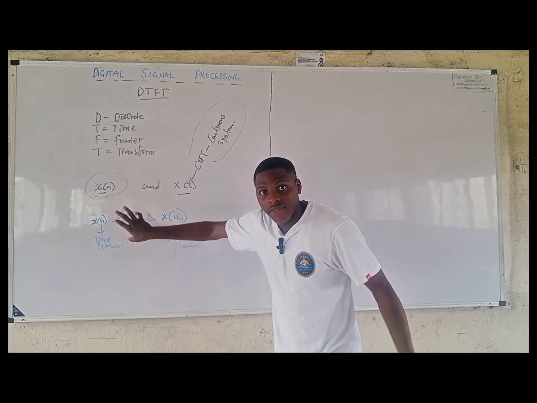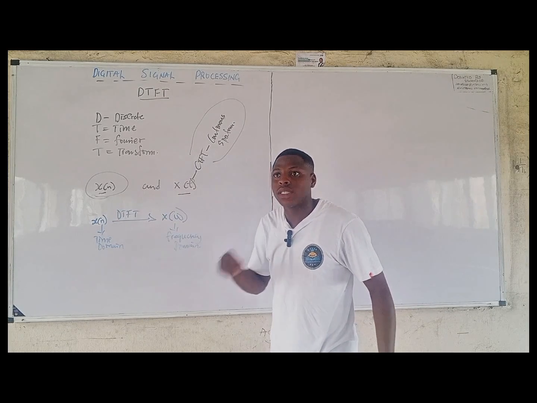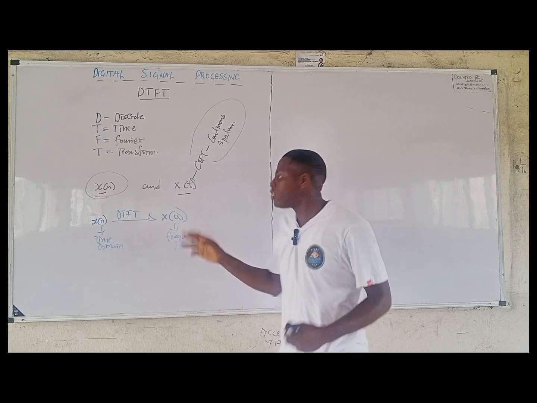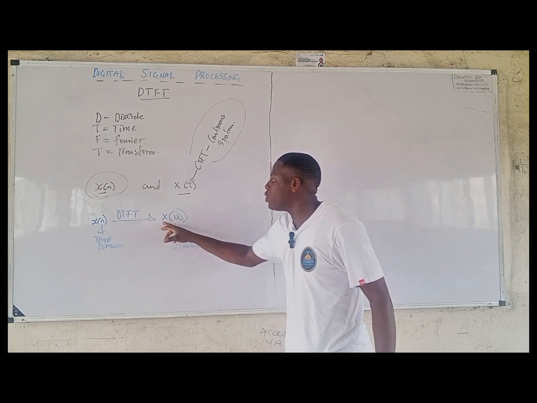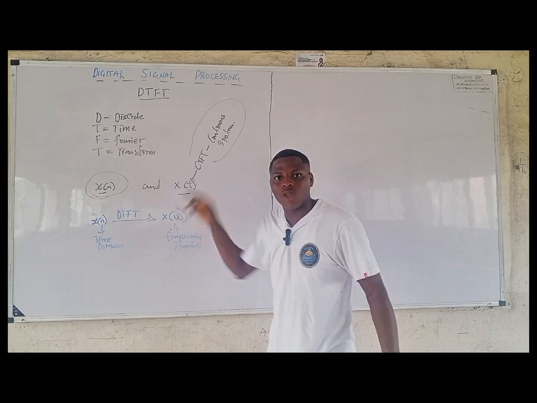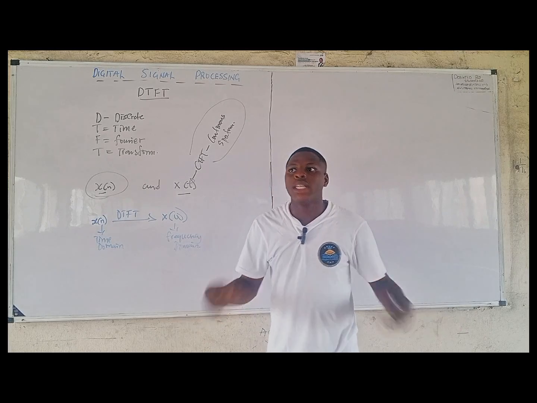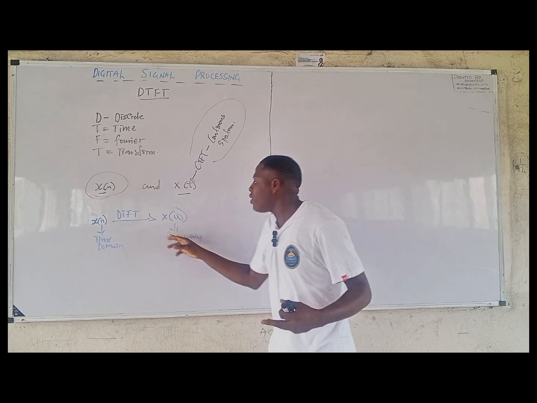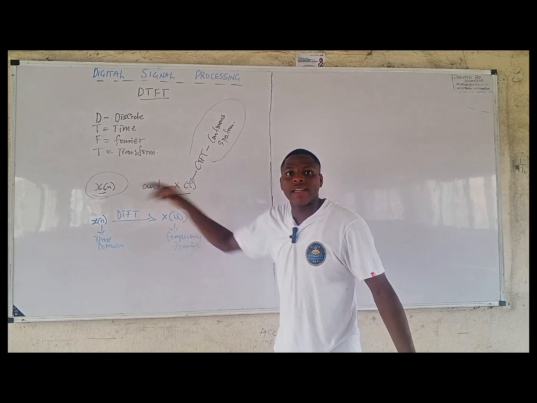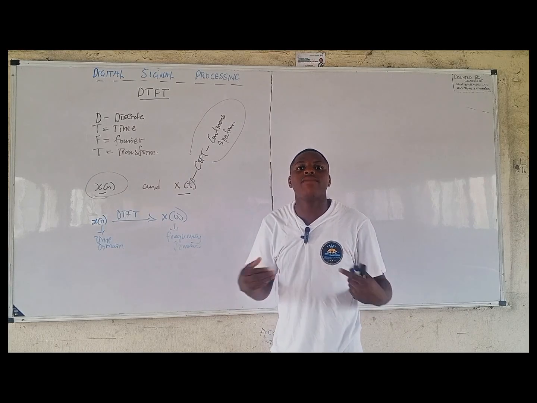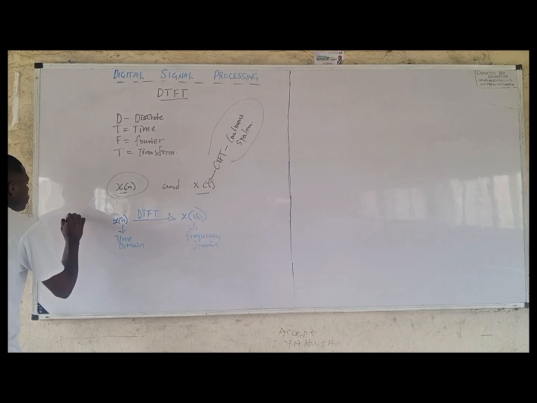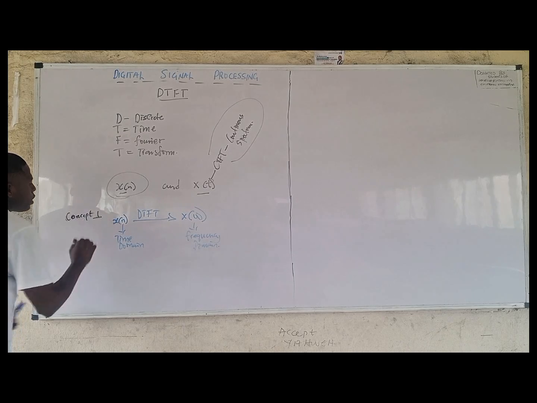Now, this is the first concept. The first concept was applying DTFT to get your frequency domain. What if you want to take this signal from frequency domain to time domain? What do you do? That will give us the second concept, which says: taking your frequency domain back to your time domain, you apply inverse DTFT. Remember, this was our concept 1.